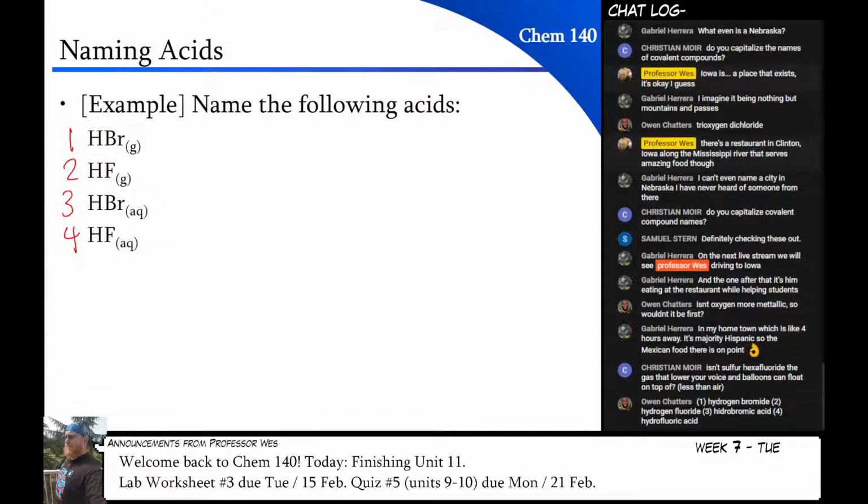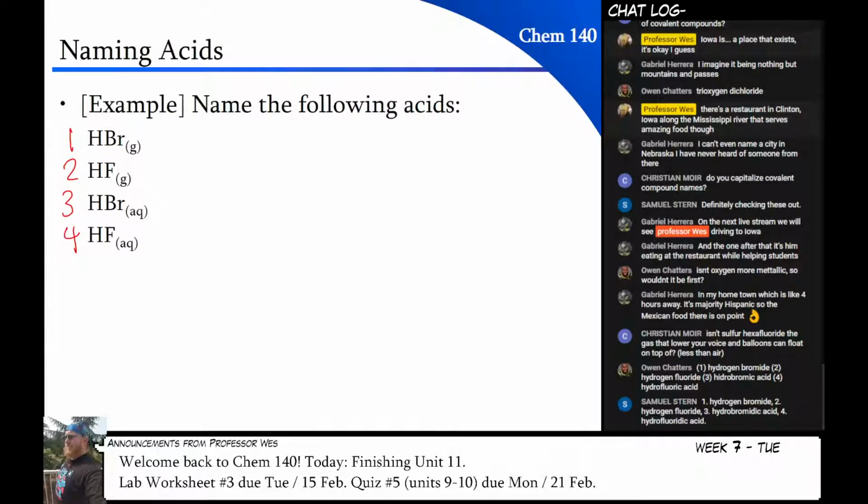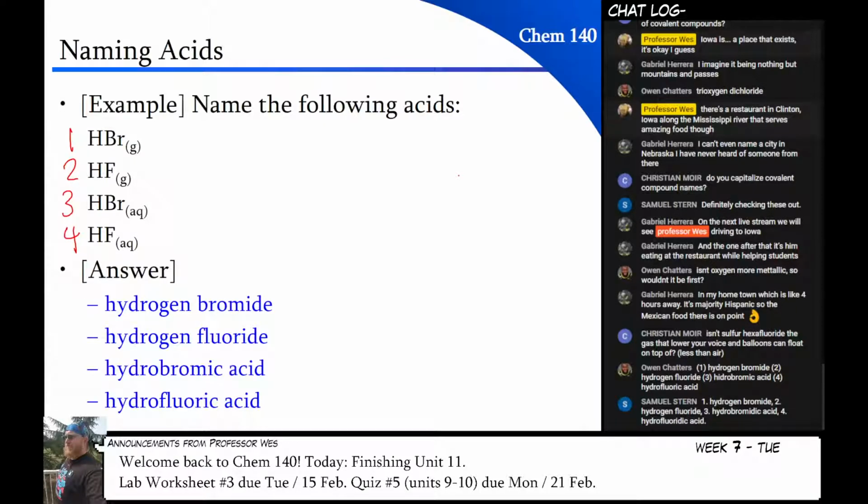All right. So for the two gases at the top, you would name them hydrogen whatever it is. So hydrogen bromide and hydrogen fluoride. And then the bottom two, since they're aqueous, you would have hydro whatever ic acid. So that would be hydrobromic acid and hydrofluoric acid. And that would look like these. All right, that was rule number one.